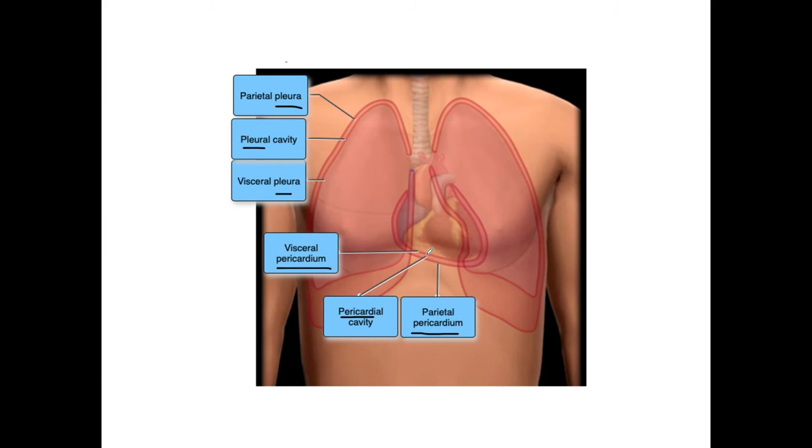So let's look at the heart first. This layer here is closest to the organ, so that's the visceral pericardium. This layer here is outside, it's the parietal, and then between the two is the cavity, the pericardial cavity. Apply the same concept to the lungs. The innermost part of the lung is the visceral pleura. The outermost portion is the parietal pleura, and the cavity in between both of those is the pleural cavity.